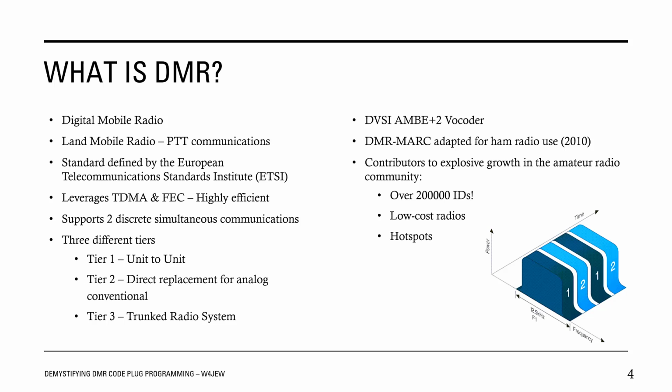The growth of DMR has just been explosive. There are over 200,000 DMR ID numbers that have been issued. I think we're up to 206,000. There were about 120,000 when I started 4 years ago. Probably the two biggest reasons for that are you can get a DMR radio for under $100, and you can get a hotspot. So if you don't live in proximity of a DMR repeater and you want to get on the air, you can buy a hotspot, buy an inexpensive HT, and talk to people around the world.